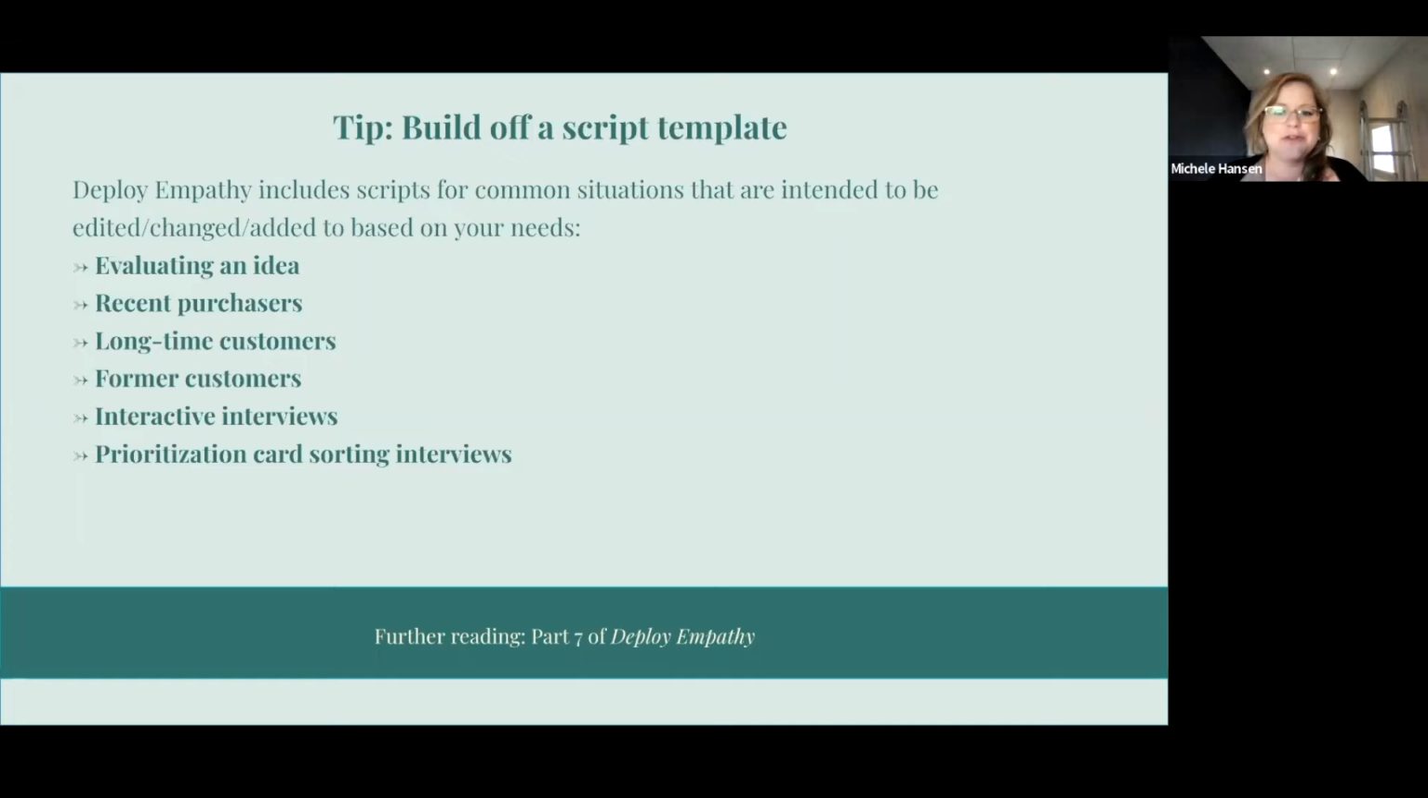But I don't suggest starting from scratch. That could probably feel a little bit overwhelming. So start with a template, whether those are the 6 templates in my book, ranging from the early stage of evaluating an idea to longtime customers, people who recently purchased, former customers, doing an interactive interview, which I feel is a hybrid between usability testing and interviewing, where you have something up there as a prop that you can talk about, and also doing card sorting interviews. Just build off of something. Don't reinvent the wheel, and just adapt them to your purposes.